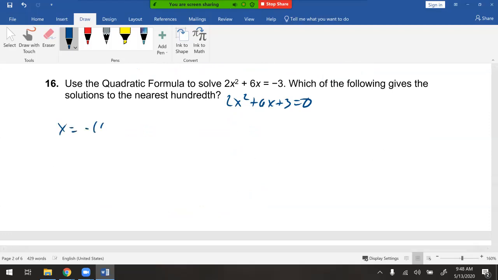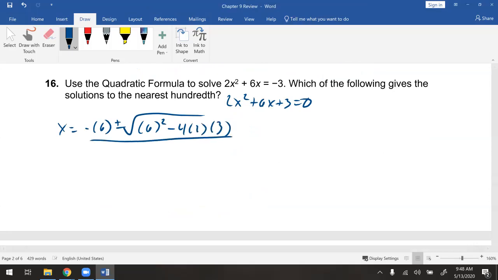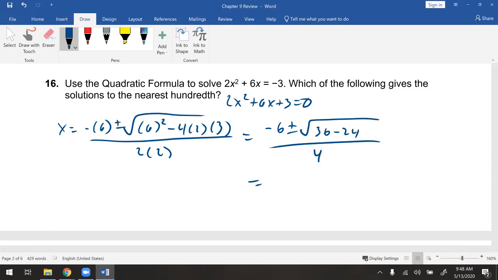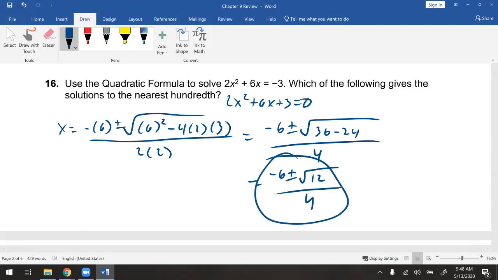x equals negative 6, because b is 6, plus or minus square root of 6 squared, minus 4 times 2 times 3, all over 2 times 2. Going forward, it's negative 6 plus or minus square root of 36. 4 times 2 is 8. 8 times 3 is 24, over 4. And then I simplify: negative 6 plus or minus radical 12 over 4. Voila, that's it. That is all that we're doing there.